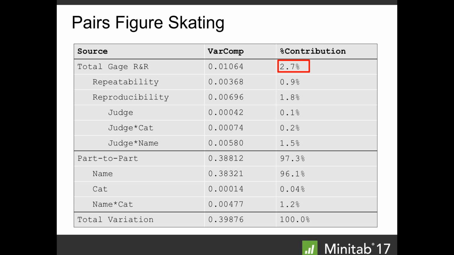I do like to use percent contribution for a couple of reasons. One is those are additive, right? So if you use percent study variation, they don't add up to 100 and it gets weird. Also, it's an easy interpretation for me. I can look at this and I can say 2.7% of the variation in figure skating scores are due to the measurement system, are due to judging errors, judging bias, those things. That to me is a pretty simple thing that I can explain to someone. 2.7% of the variation in the data is because I can't measure perfectly.